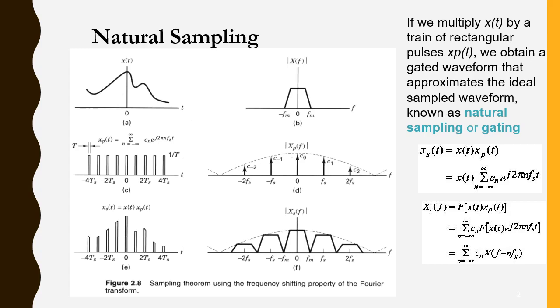So here we have to consider a train of rectangular pulses, which is xp of t. What we are now going to do is multiply the original signal x of t with the train of pulses xp of t. Each pulse here in xp of t has a width t and its amplitude is 1 over t. In the pulse train, the pulse width of each pulse is t and the amplitude of each pulse is 1 over t.